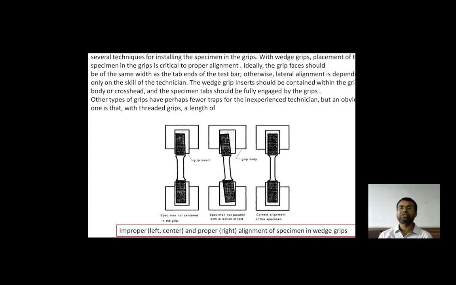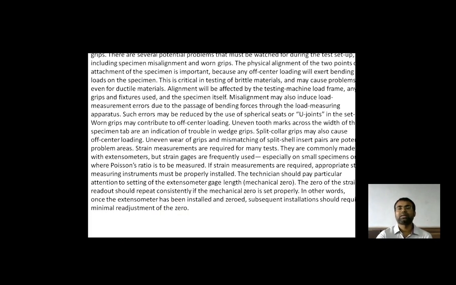So the wedge grip insert should be contained within the grip body or crosshead, and the specimen tab should be fully engaged by the grips. Other types of grips have perhaps fewer traps for the inexperienced technician, but an obvious one is the threaded grip: the length of the thread on the specimen, which is equal to at least one diameter, should be engaged in the threaded grip.